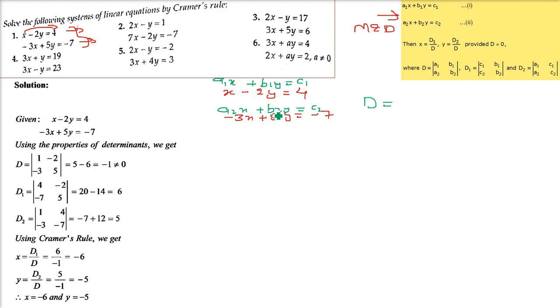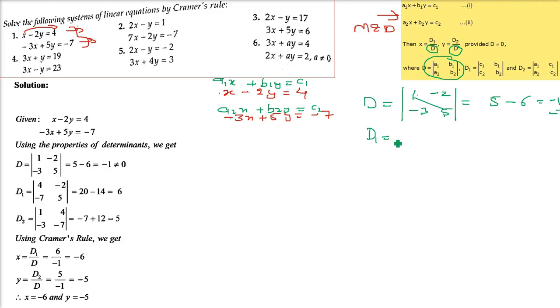So the determinant D will be the determinant of a1, a2, b1, b2. When we find D1 and D2, we will replace the first column and the second column respectively. First, the basic determinant D: a1, a2 are 1 and minus 3, and b1, b2 are minus 2 and 5. To get its value: 5 minus 6, so this is going to be negative 1. Please compare this minus 1 with 0. It should not be 0, otherwise certain conditions come, which we will discuss in later questions. It should not be 0 for now.